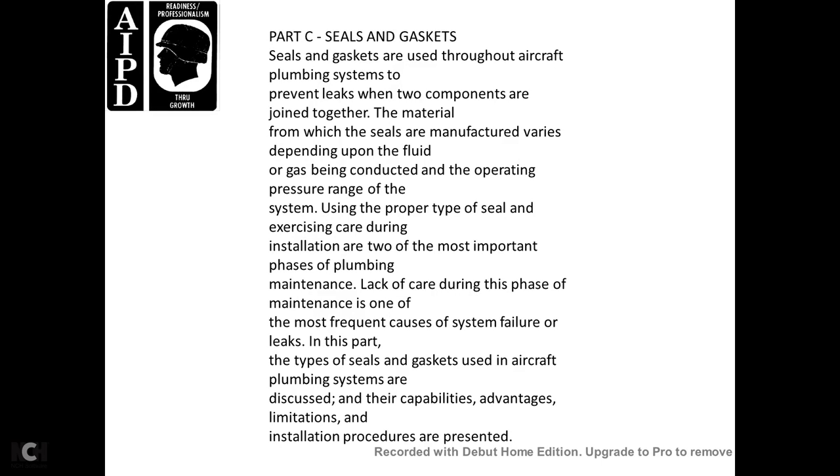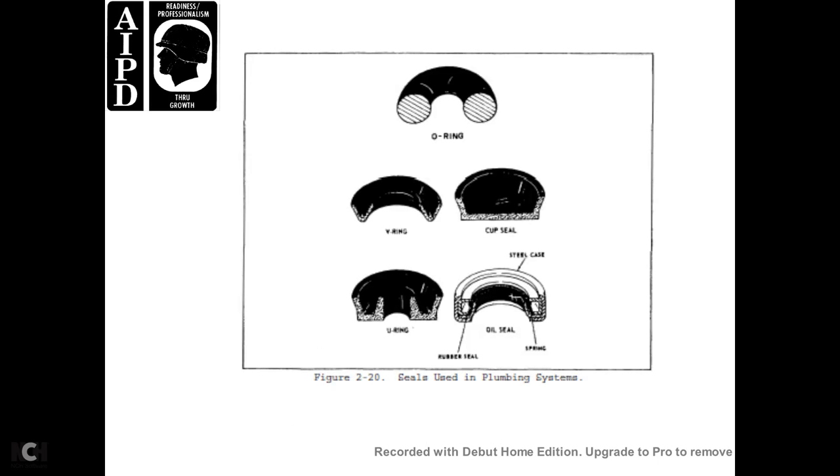Using the proper type and size of seal, and care during installation, are two of the most important phases of plumbing. The lack of care during this phase of maintenance is one of the most frequent causes of system failure from leaks. In this part, the types of seals and gaskets used in the aircraft plumbing system are discussed, along with their capabilities, advantages, and limitations. Installation procedures are presented.